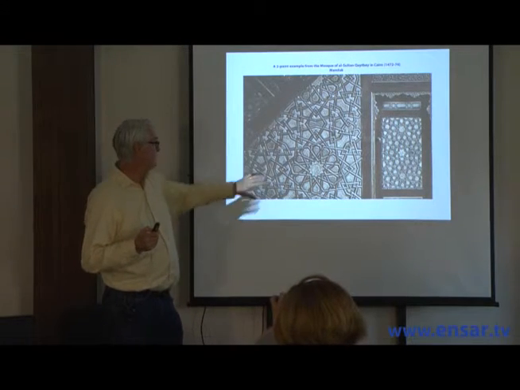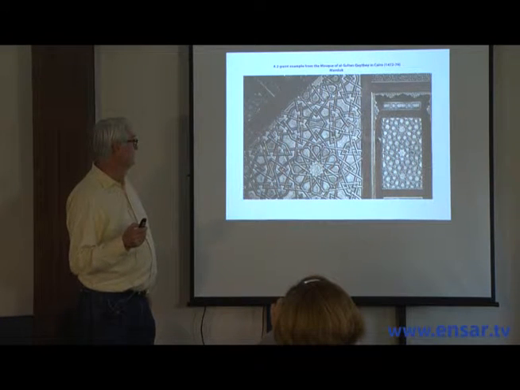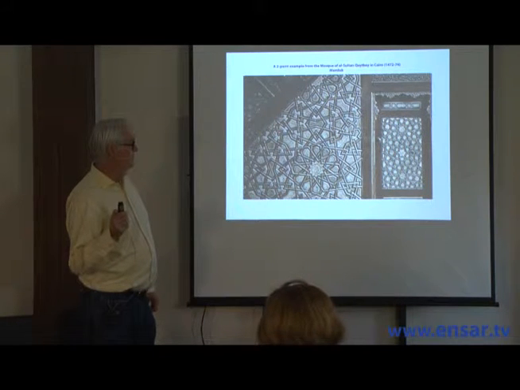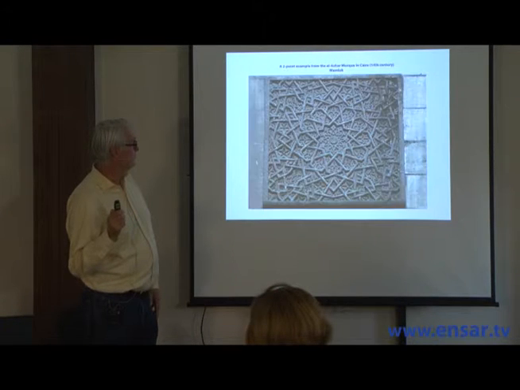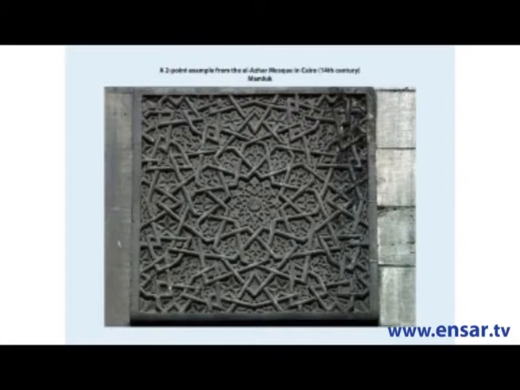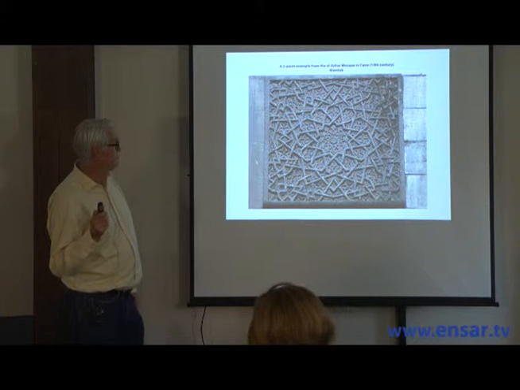This is another 2-point pattern right here from a mimbar at the Qaitbay, and it's exactly the same pattern as the previous one. As I say, this was a very popular series of patterns made from this underlying structure. You find them all over. This is another Mamluk example in carved stone. It's from the Al-Azhar Mosque, which is very, very ancient, but this is from later Mamluk additions to the mosque.